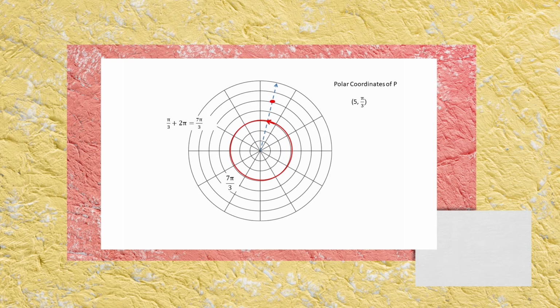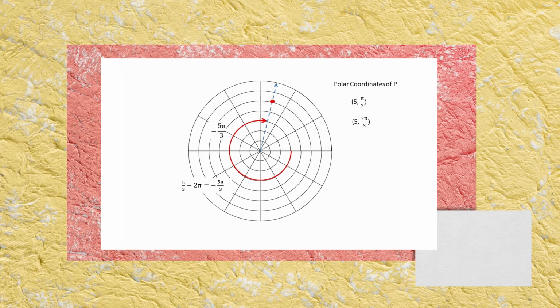But we can add 2 pi to the direction coordinate, that means going a full circle around, and arrive at this direction and move 5 units from the pole. So we have the coordinate (5, 7pi/3) as also a polar coordinate of the same point. But we can also subtract 2 pi from the direction coordinate and obtain negative 5 pi over 3. In this case, we travel 5 pi over 3 clockwise from the x-axis and 5 units out, again at the same point.